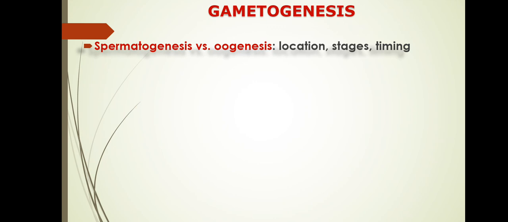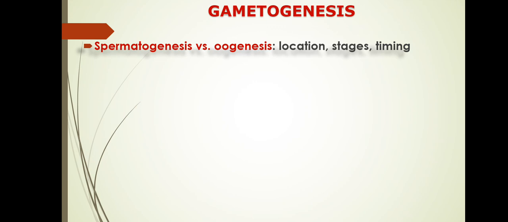There's a full video in my playlist that is talking about gametogenesis. What is gametogenesis? You know that this is basically a process that involves the formation of gametes, both in males and in females. So in males, we call it spermatogenesis. In females, oogenesis. Talk about location. Where does this particular process take place? There is a full video on gametogenesis in my video playlist. Make sure that you watch it.